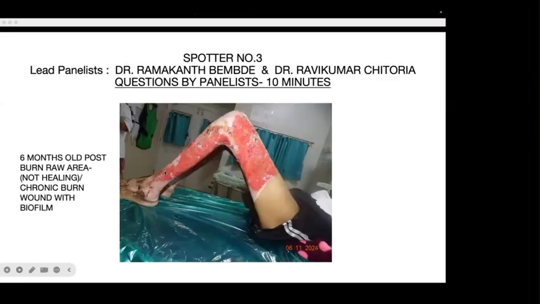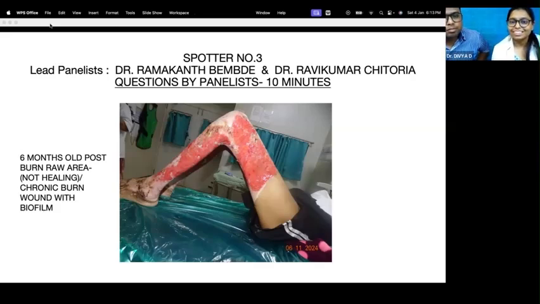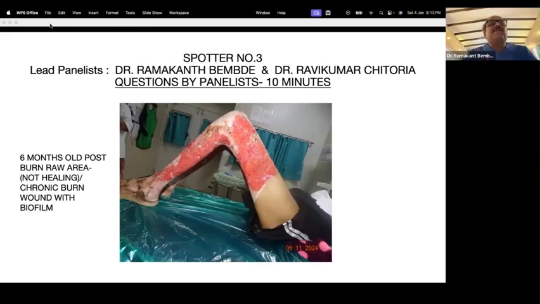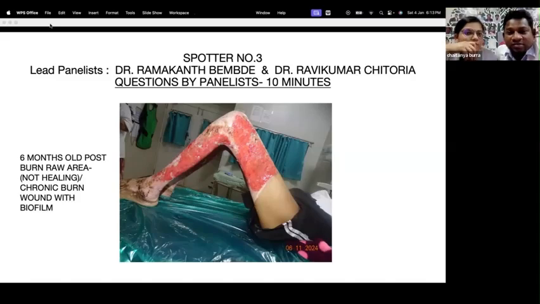I would like to request Ramakant Bembe sir and Ravikumar sir to lead questions. So, what will be your diagnosis of this burns wound case? Non-healing chronic burn. What is the definition of a non-healing wound or chronic wound? A wound which doesn't heal within 3 months. Can the other team tell me the correct definition? More than 3 weeks. If it is not healing, it is considered a chronic wound.